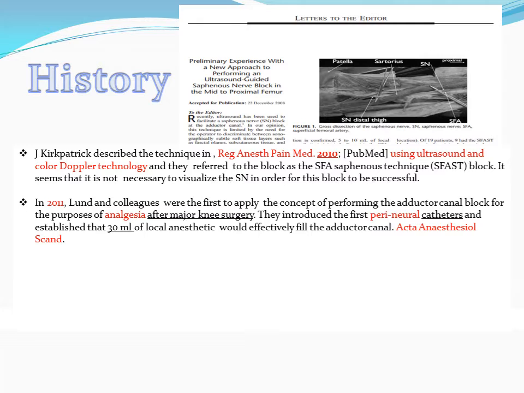And up till 2011, Long and colleagues first applied the concept of performing adductor canal block for the purpose of analgesia after major knee surgeries. They introduced the first perineural catheter and established that 30 ml of anesthetic could effectively fill the adductor canal.